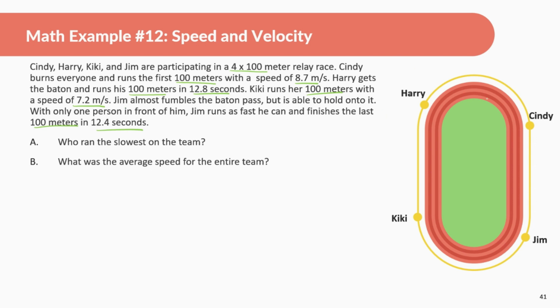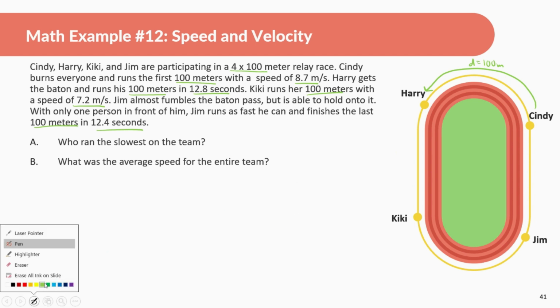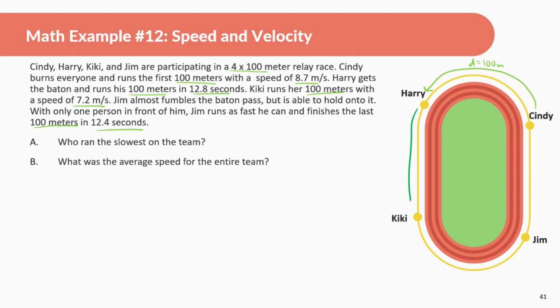So let's just first try to understand what's going on. This is a relay race, meaning that Cindy is going to travel a distance of 100 meters and pass the baton to Harry. Harry is going to travel 100 meters and pass the baton to Kiki. Actually, I'm going to do this in a different color. Let's do this dark. Harry's going to pass the baton to Kiki.